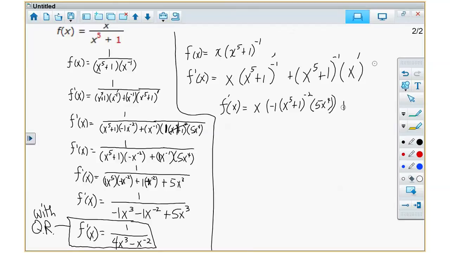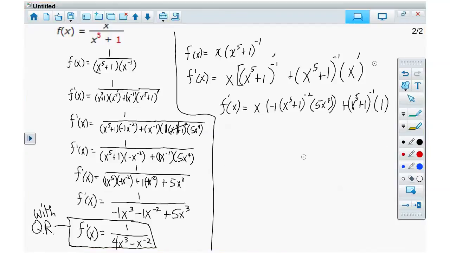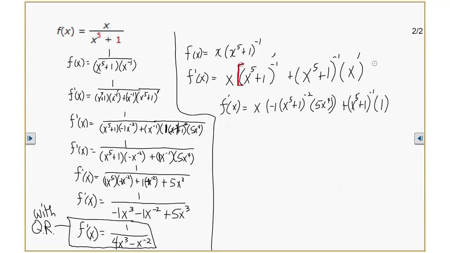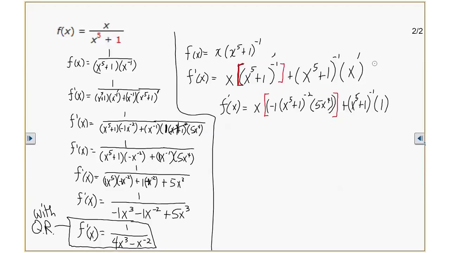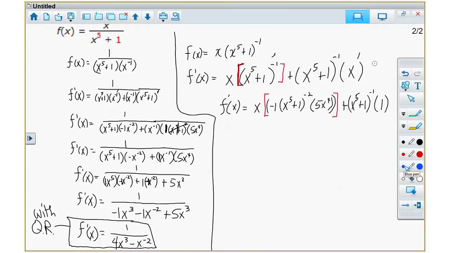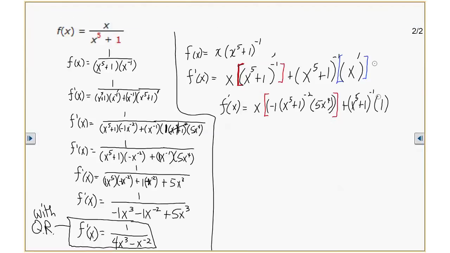Plus x to the 5th plus 1 to the negative 1 times what? What's the derivative of x? So I'm going to take my handy red pen and I'm going to put this in brackets. This in brackets. Red brackets. And that would be this in brackets. And then blue. And this in brackets. And that.